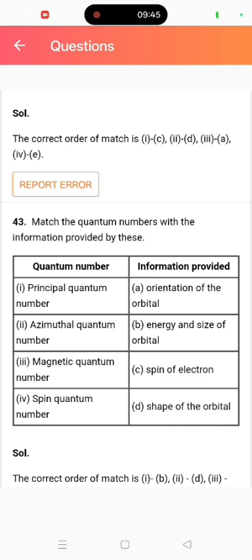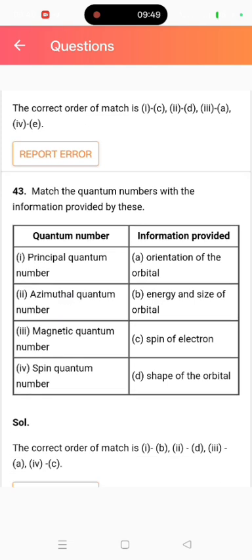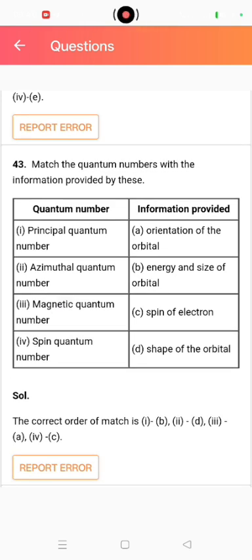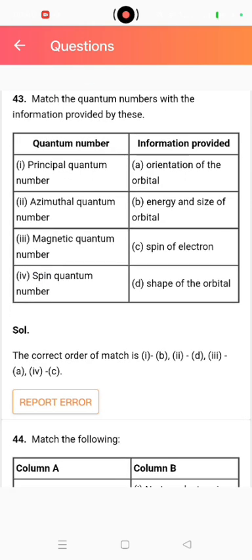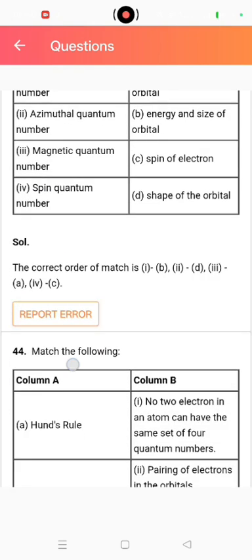See, quantum number, match the following. Principal quantum number will help us to find out the energy and size of the orbital. Azimuthal quantum number will give us the information related to the shape of the orbital. Magnetic quantum number will give the orientation of the orbital. Spin quantum number is based on the spin of the electron.